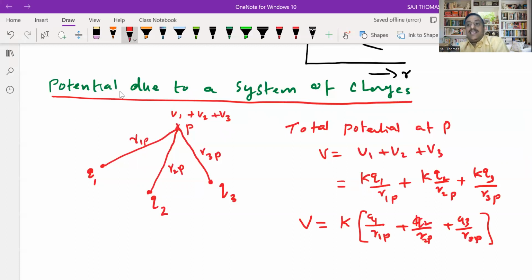So if there are n charges, you have to add more terms. Q1 by R1P plus Q2 by R2P plus Q3 by R3P plus Q4 by R4P plus etc. plus n. You have to take the algebraic sum. So this derivation is very important. And we will do a numerical based on this potential. I will give you a question from textbook.